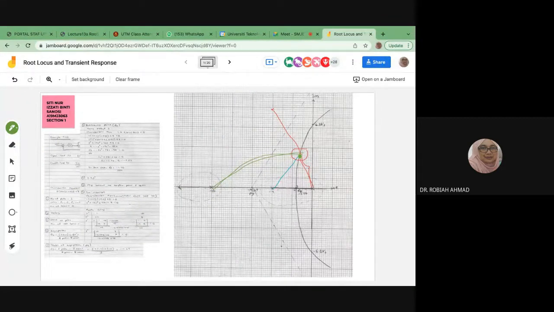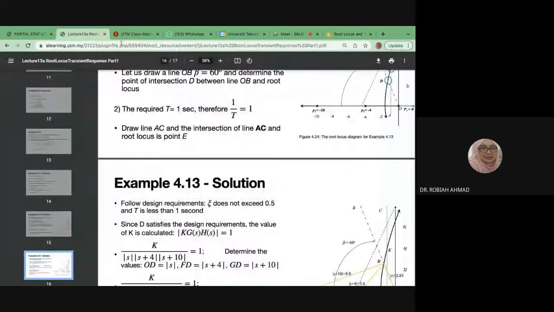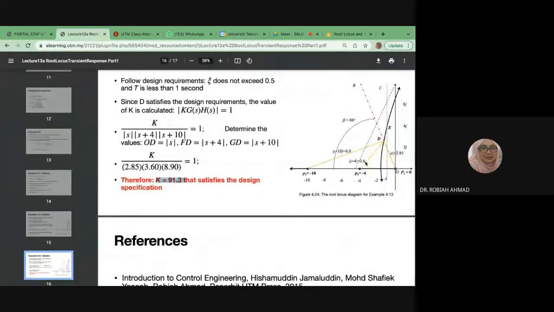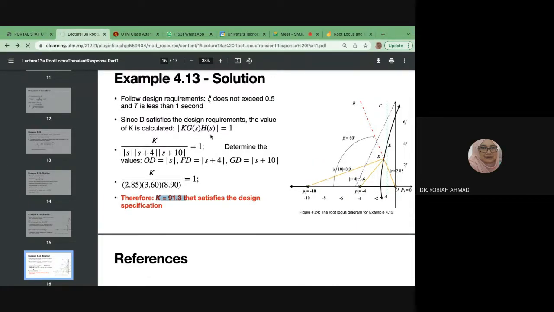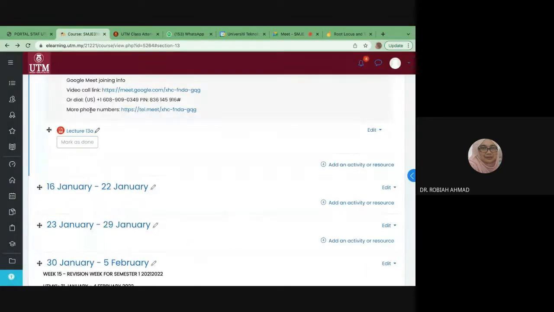Tapi untuk this class, untuk the test, untuk test you on the understanding, you measure pun dah cukup. You measure guna ruler. Did I answer you, Kim? Macam ni kan? 3.6 lah, you measure lah. Guna pembaris, measure dia. Daripada point of intersection yang satisfy the design criteria to the poles. Sebab, kenapa macam gitu? Because of the characteristic equation says that.